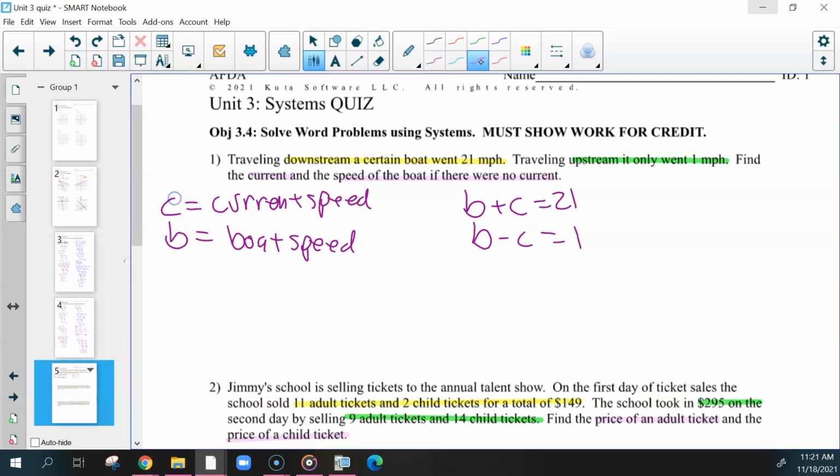So this one we're going to solve by graphing in the calculator. If you wanted to solve word problems by graphing, you would need to go grab your calculator. Change both of these equations to x and y. So I'm going to rewrite them as x plus y equals 21 and x minus y equals 1.